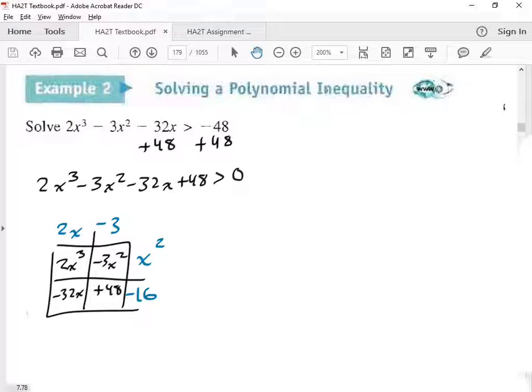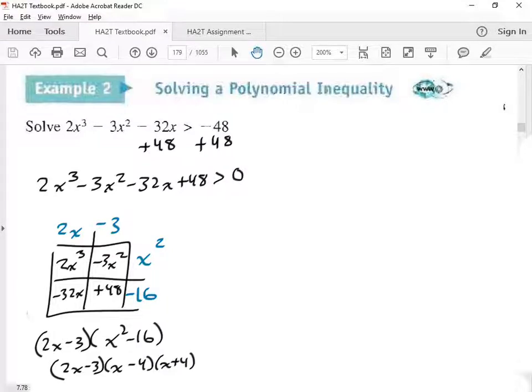So now, when I factor this, I get 2x minus 3 and x squared minus 16. Can I factor any more? Yeah. Factor this. That's a difference of squares. So I'm going to write 2x minus 3 times x minus 4, x plus 4. All right, let me pause right here and let you guys catch up.